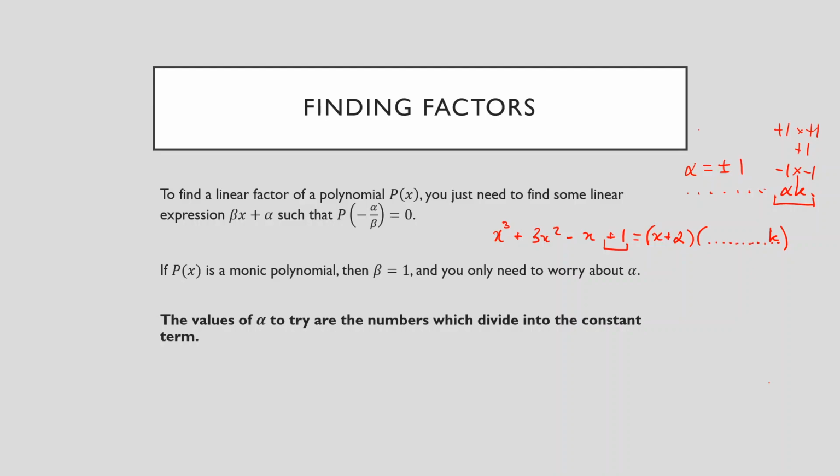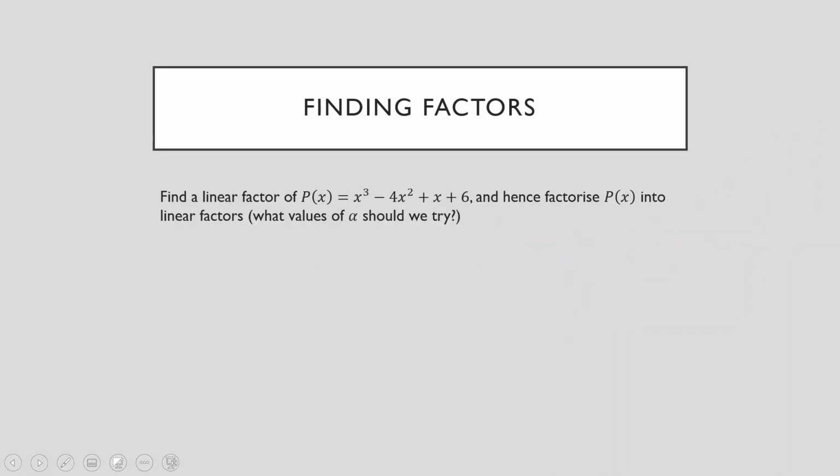Let's see how we use this in practice. Find a linear factor for this polynomial and hence factorize it into linear factors. And the hint is, what values of alpha should we try? So we already know that beta is going to be 1. Our factor is going to be of the form x plus alpha, because beta is 1, we know because this is a monic polynomial. The coefficient of x cubed is 1 here.